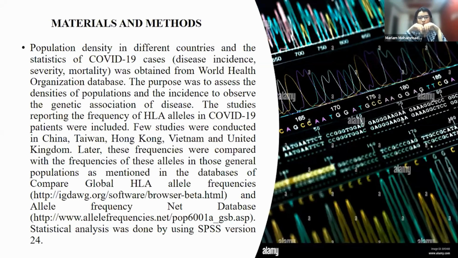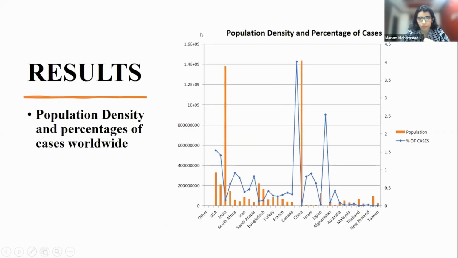Later on, these frequencies were compared with the frequencies of these alleles in the general populations, as mentioned in the databases of Compare Global HLA Allele Frequencies. The link is given here, and the Allele Frequency Net Database. Statistical analysis was done using SPSS.